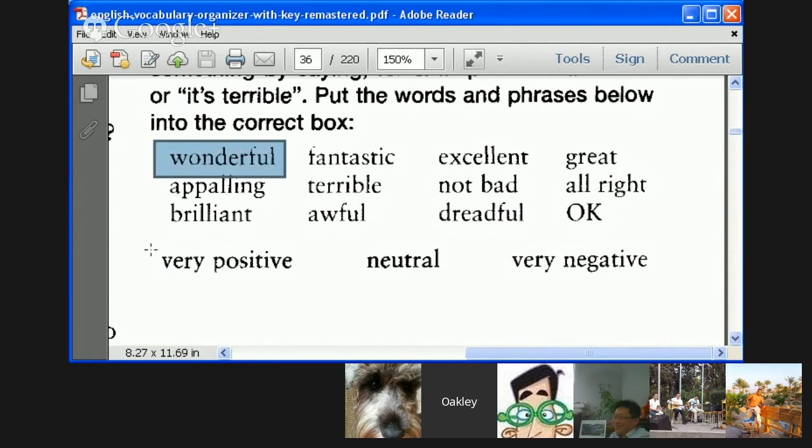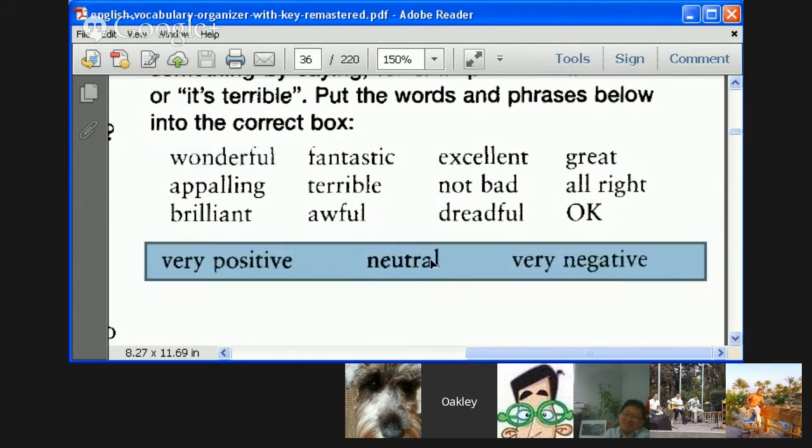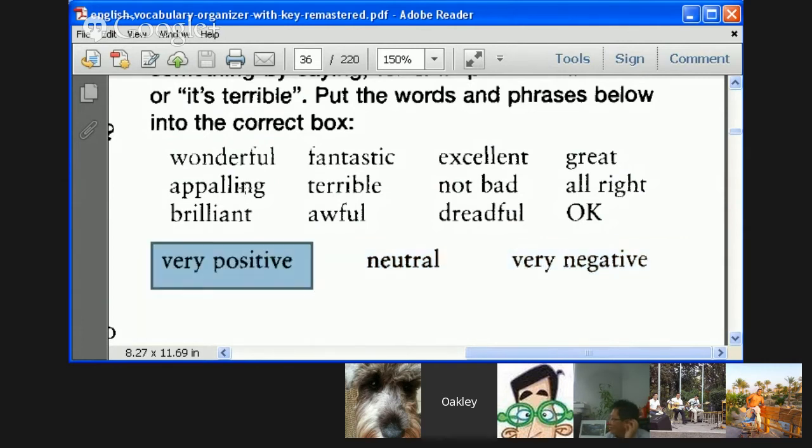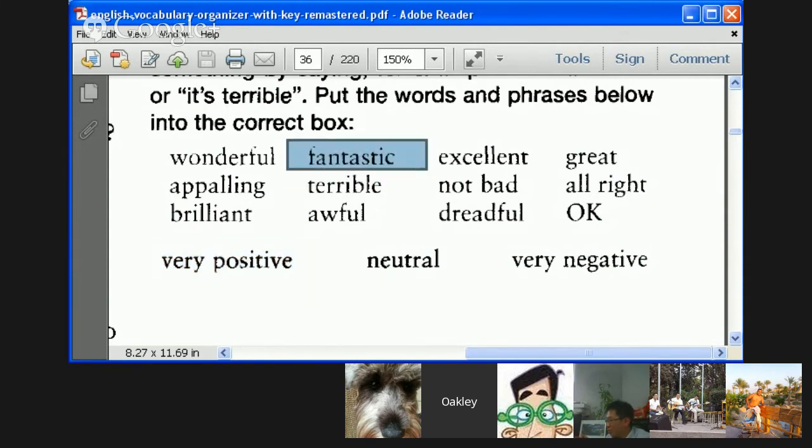Wonderful. Positive, neutral, and negative. Very positive. Of course it is. It's wonderful, in fact. Okay, I guess I'll go left to right. Ali, fantastic. Is it positive, negative, or neutral? Fantastic. Is that a positive, neutral, or negative? Positive. It's very positive.